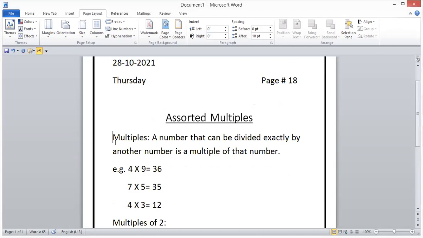In the topic, first we are going to write the definition. As I already discussed, what are multiples? Multiples are the numbers that can be divided exactly by another number. Example: 4 times 9 is equal to 36. So 36 is exactly divisible by 9 and also by 4. So 36 is a multiple of 4 and also a multiple of 9. In the 4 table 36 comes, and in the 9 table 36 also comes. Is it clear, guys?